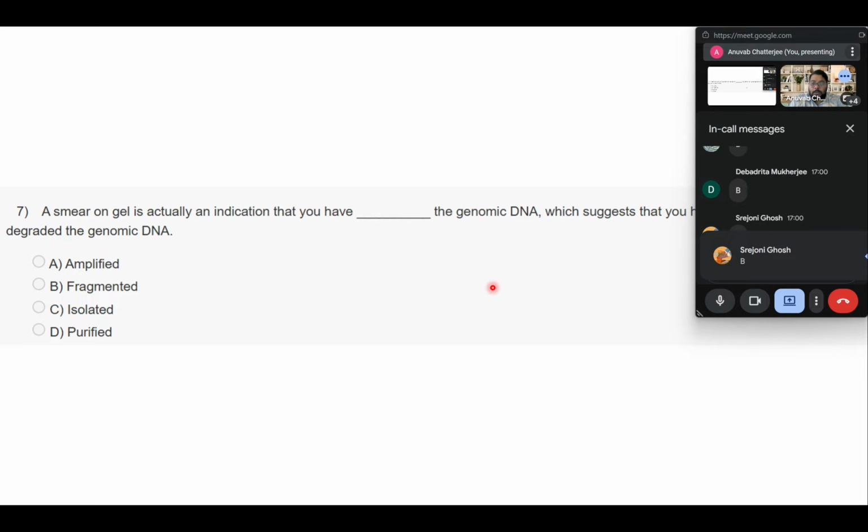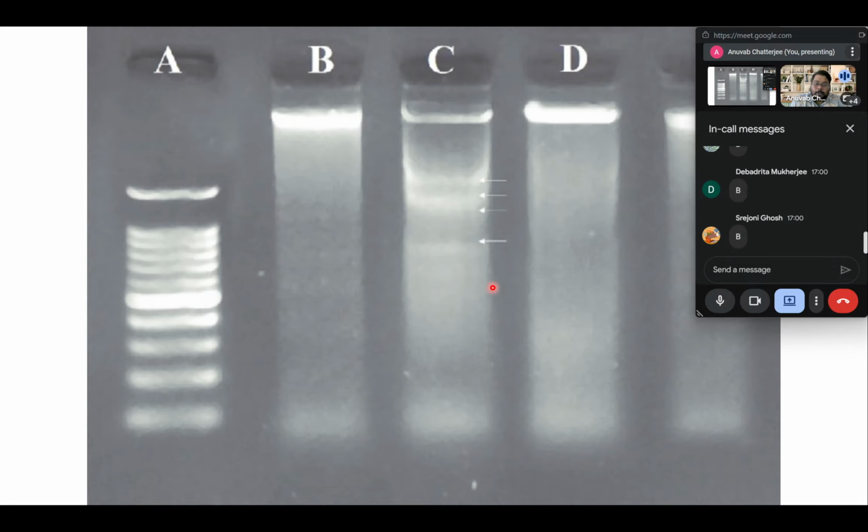Okay, so let us look at it. This is what a gel with DNA contamination or fragmented DNA looks like. You should have very sharp bands such as this, or what you can see in the ladder. Sharp singular bands like this. But if you have multiple bands in the genomic DNA, which you can have, essentially the smear is this light hue that you can see throughout the gel.